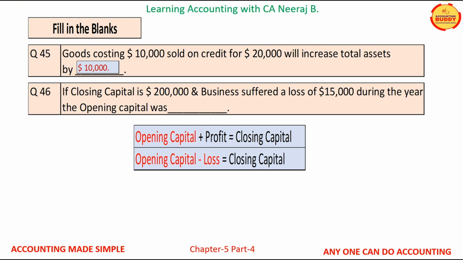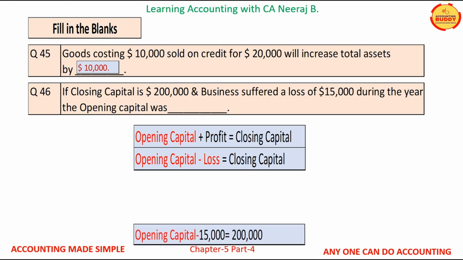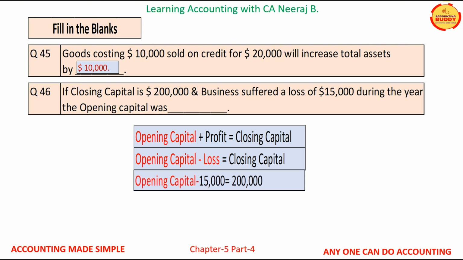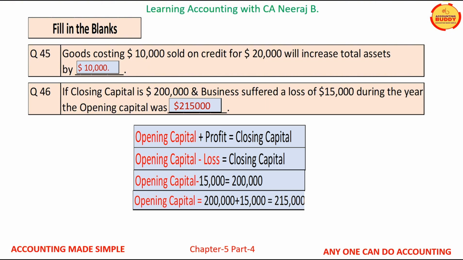Now by putting the given information in this equation, we will have a revised equation as displayed on your screens. Opening capital minus $15,000 loss is equal to $200,000 of closing capital. Therefore, opening capital is equal to $200,000 plus $15,000, which is $215,000. Therefore, the correct answer is the opening capital was $215,000.